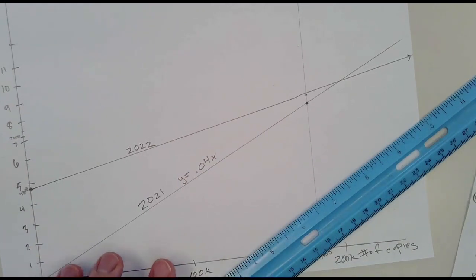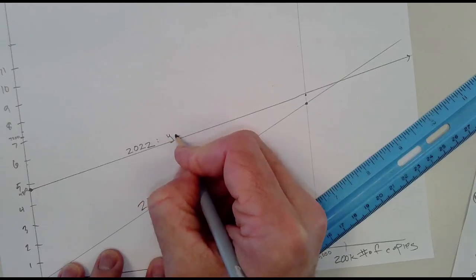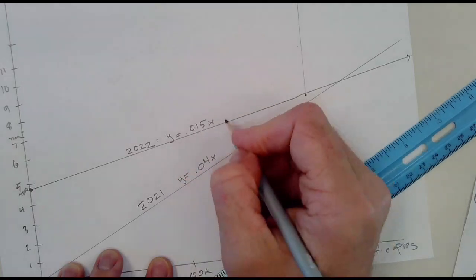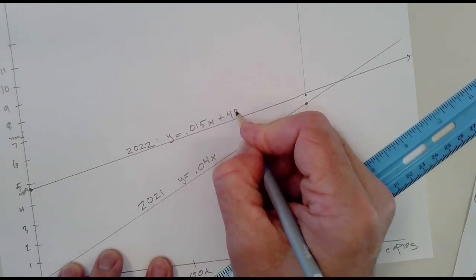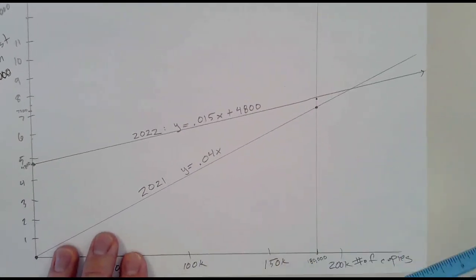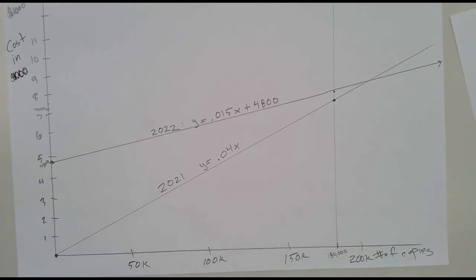The equation for 2022 was y equals 0.015x, that's a cost per copy, times the number of copies, plus the cost to just buy the copy machines, which was right here. So that was 2021 and 2022.